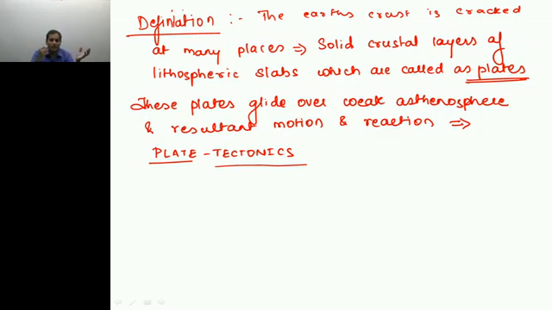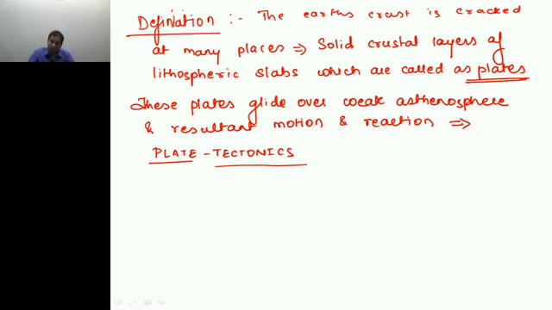So we will see that the Earth's crust is cracked at many places. The solid layers of the lithospheric slabs are known as plates, and the resultant motion of these plates, that is, what are the different types of motion which we are going to study in the theory, and the reaction which is caused is known as plate tectonics. So what is plate tectonics? Plate tectonics is the motion and the reaction of the plates.